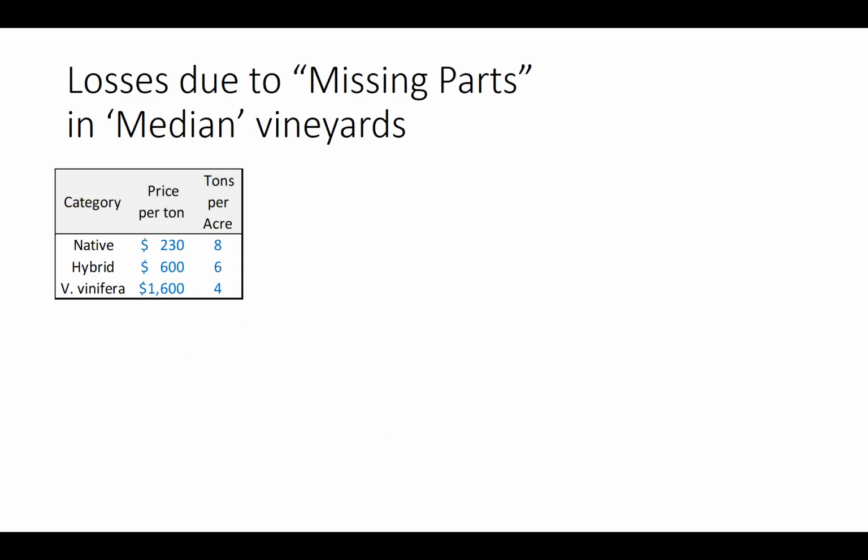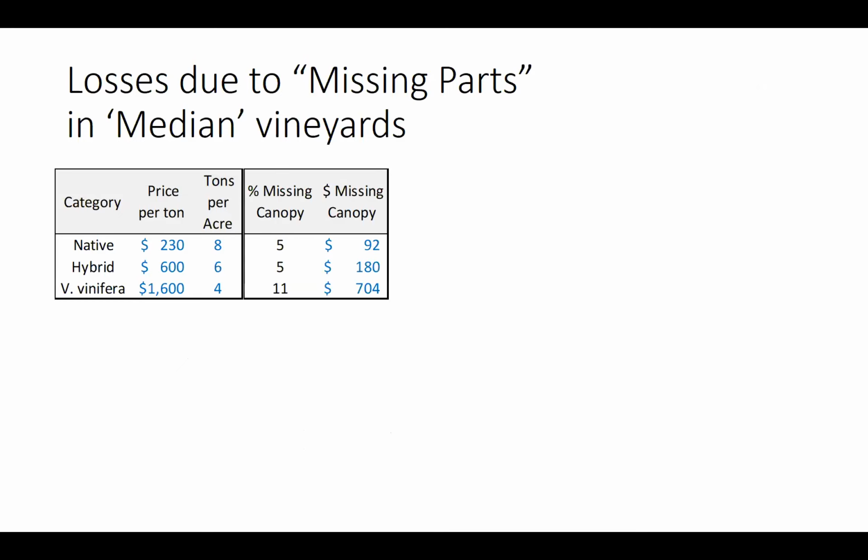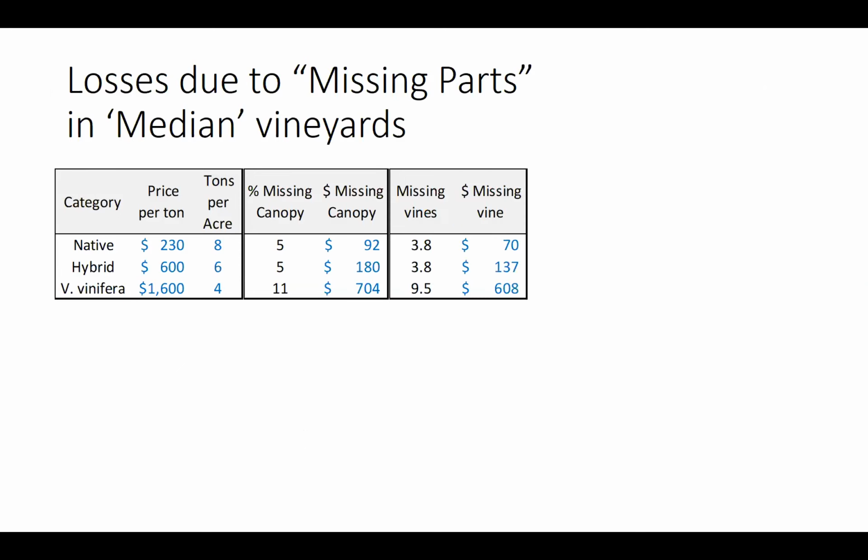So that's what we came up with: our dead arms, our blind buds, and the missing vines. And I just want to summarize it here. This is feeling a little bit like overkill, but if we look at the different prices per grapes and the expected yields per acre on a good site, we're looking at those numbers. If you add on the percentage of missing canopy, then those are the losses that we came up with. If you talk about just the missing vines alone, then we come up with those numbers. And I want you to note that the missing vines is almost equivalent to the missing canopy in terms of an additive loss for people.